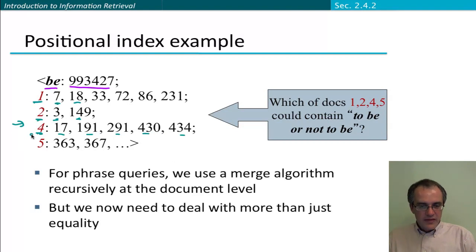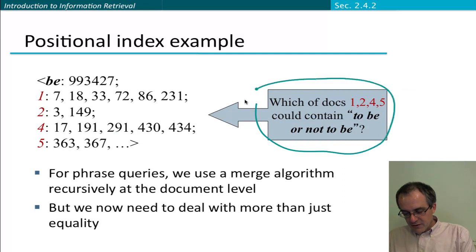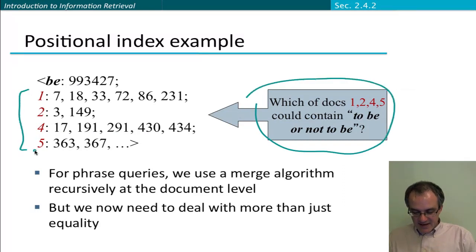And so with these, we can check whether phrases occur by seeing whether words occur adjacent to each other. To get the idea of that, you could consider this little question here. Which of these 4 documents could contain to be or not to be based on those document positions? Now obviously we haven't seen the postings list for the other words, but just looking at where be occurs, which document is a candidate?